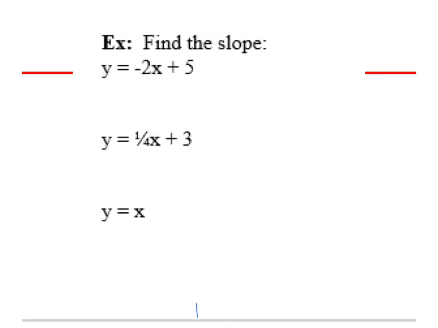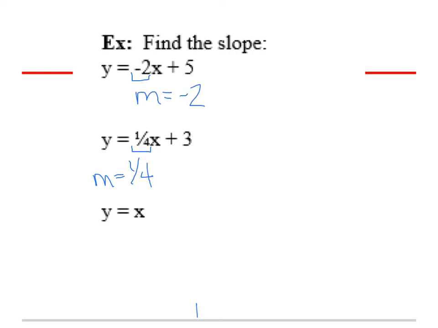Looking at our first example, we're going to find the slope of y equals negative 2x plus 5. Notice that this says y equals. That is how you have to have these to find the slope if it is in slope-intercept form. So for our first one, y equals negative 2x plus 5, our slope is right here in front of the x. The slope is negative 2. Our next one, y equals 1/4 x plus 3. It says y equals, so it's in slope-intercept form. The value for the slope is in front of the x, which is 1/4. So our slope in here is 1/4.